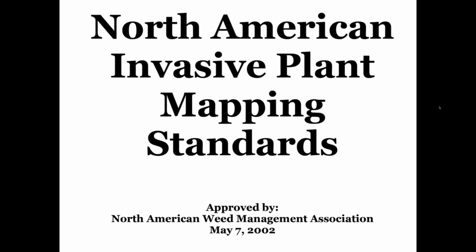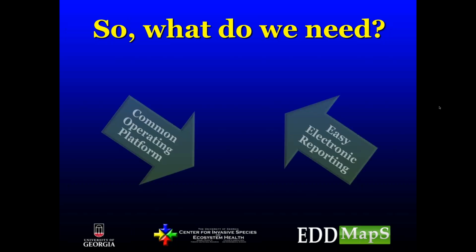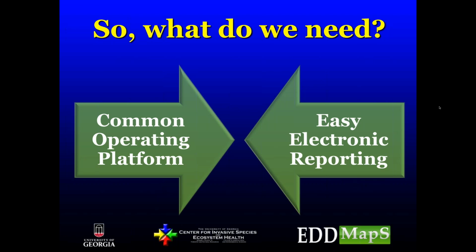And we said, okay, let's build a base system using these standards. And then around this same time, the Google Maps API came out, and it was a way to very easily overlay data onto a map that was easy for the user to navigate. And so we said, let's pull these tools together and figure out exactly what we need. Well, there was really two things that were needed. One was this common operating platform for sharing data, and the other was an easy way to do electronic reporting.